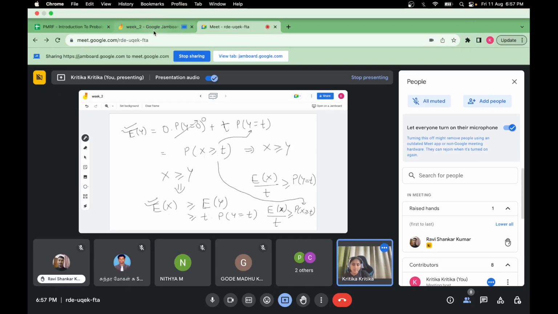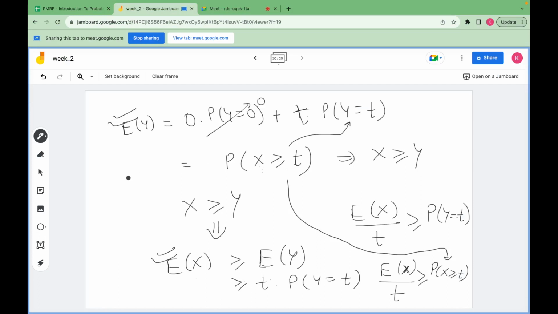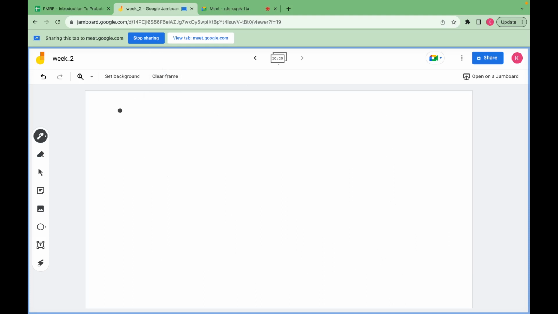T is a fixed value. We defined y as 0 if x is less than t, and y is equal to t if x is greater than or equal to t. T is a fixed value. Okay. So we defined a y which is 0 if x is less than t, and if x is greater than or equal to t, then this y will be t.